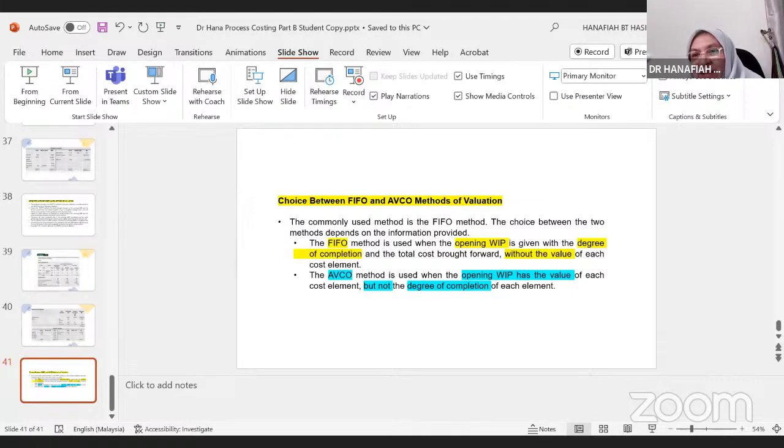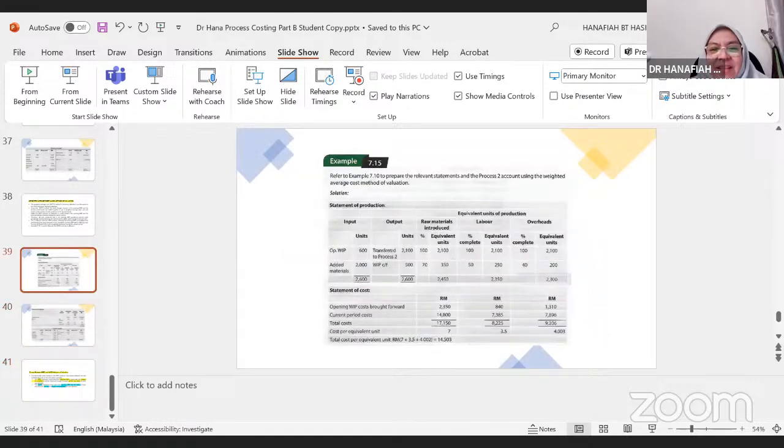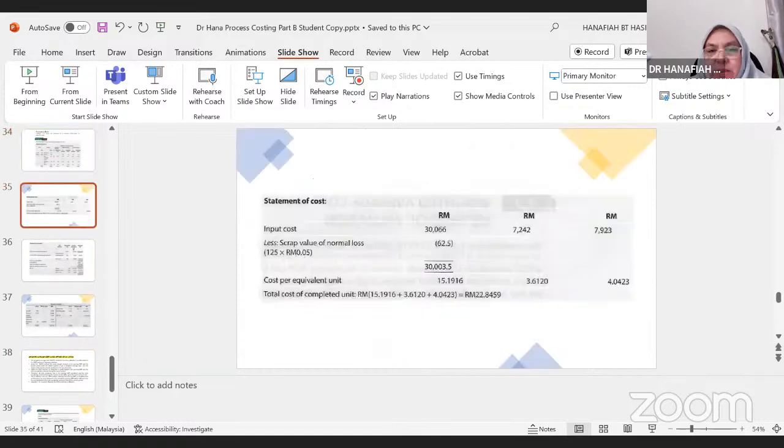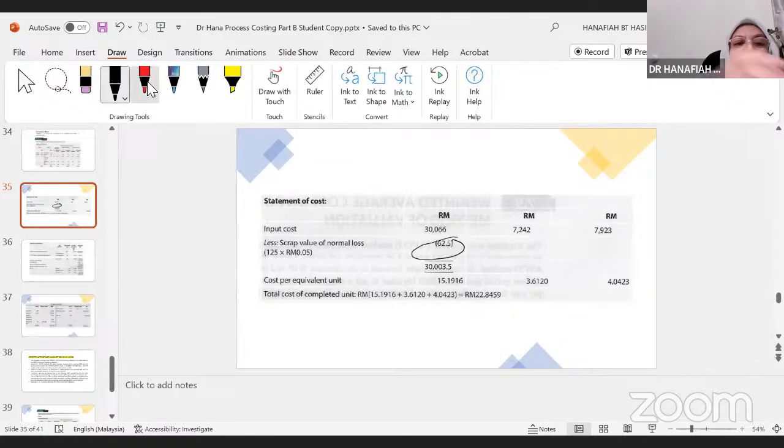Is it right? Yeah. We have the statement here. You can see here, where do I consider my loss in the production when I involve losses? I will consider it here. Still sharing the screen with you, right?